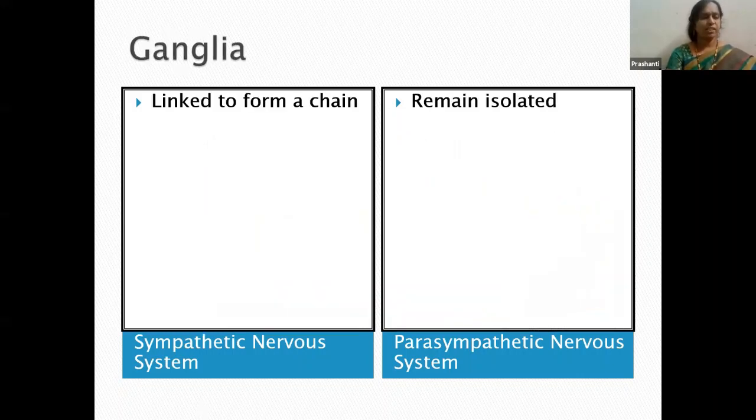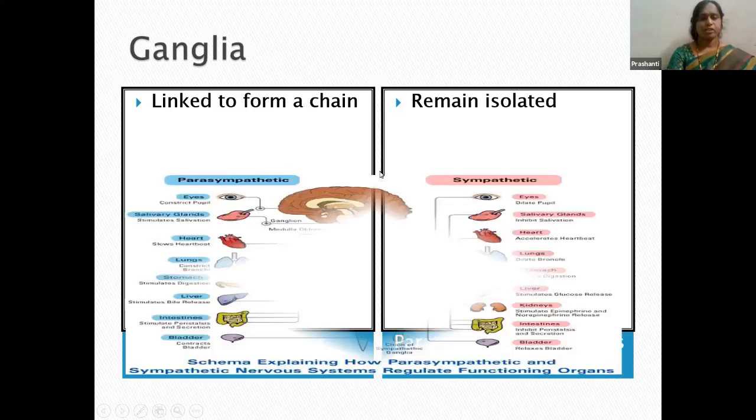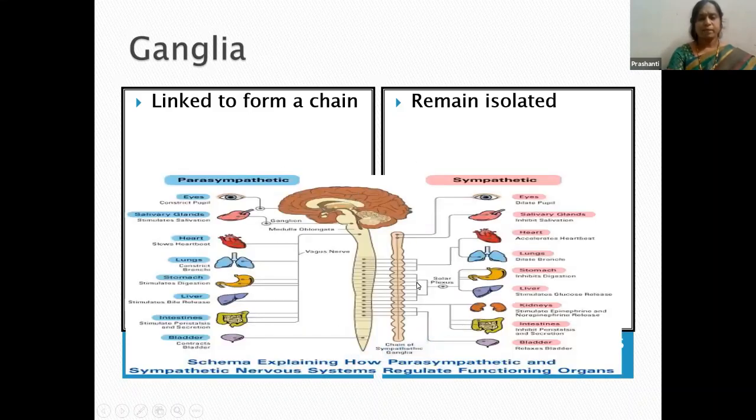Next, what are ganglia, children? They are clusters of cells. These form a relay between the preganglionic and postganglionic fibers. The ganglia in the sympathetic are linked to form a chain, whereas in the parasympathetic they remain isolated. Just see, children, in the sympathetic they are forming a chain, but in the parasympathetic they are isolated.